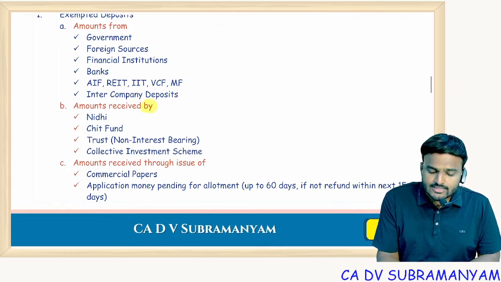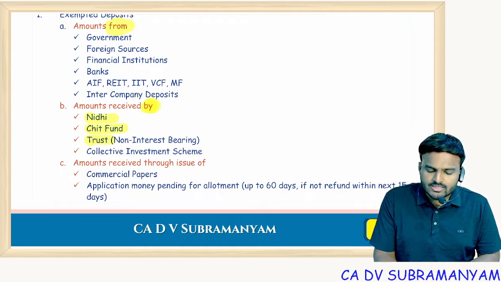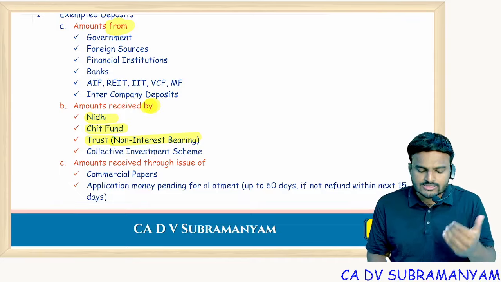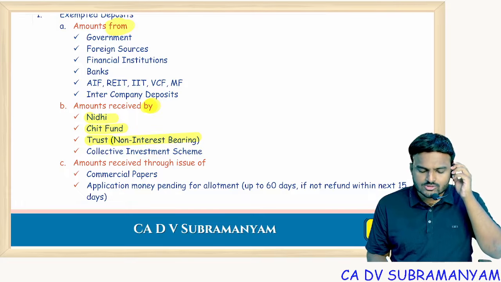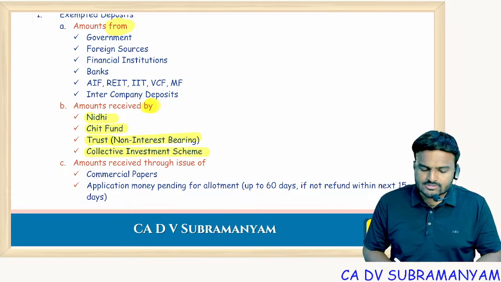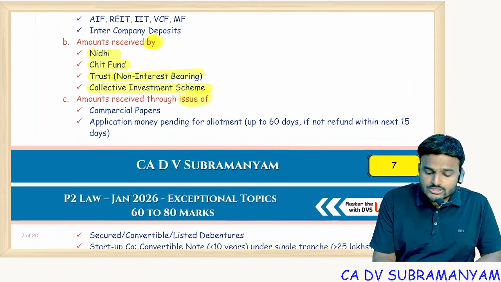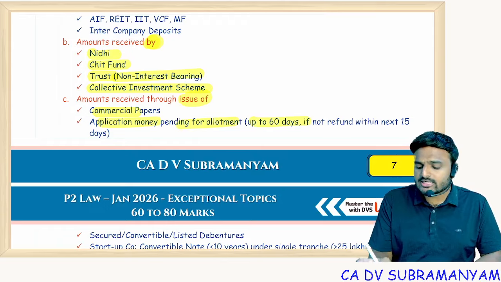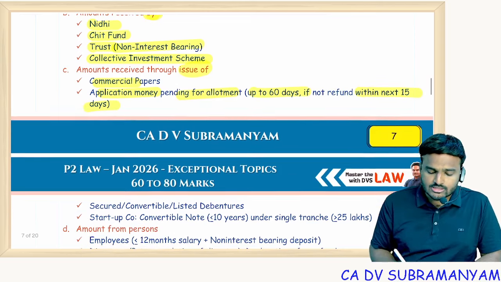Amounts received by a Nidhi company, chit fund company, trust, a non-interest bearing security deposit, or where the company receives money as a trustee, are exempted deposits. Next, collective investment schemes are exempted deposits. Next, amount received through issue of commercial papers. Application money pending for allotment up to 60 days is not a deposit. If not allotted, refund within the next 15 days, then also it is not a deposit.